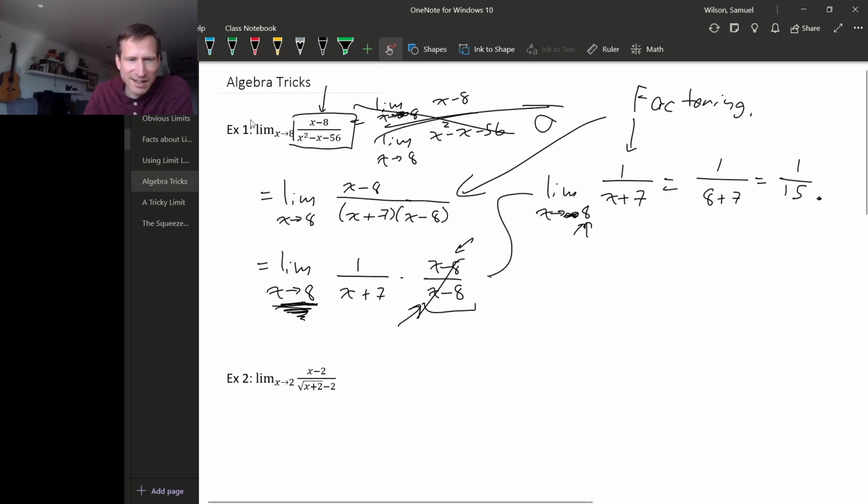Now let's look at our next example, the limit as x goes to 2 of (x minus 2) over (the square root of x plus 2 minus 2).